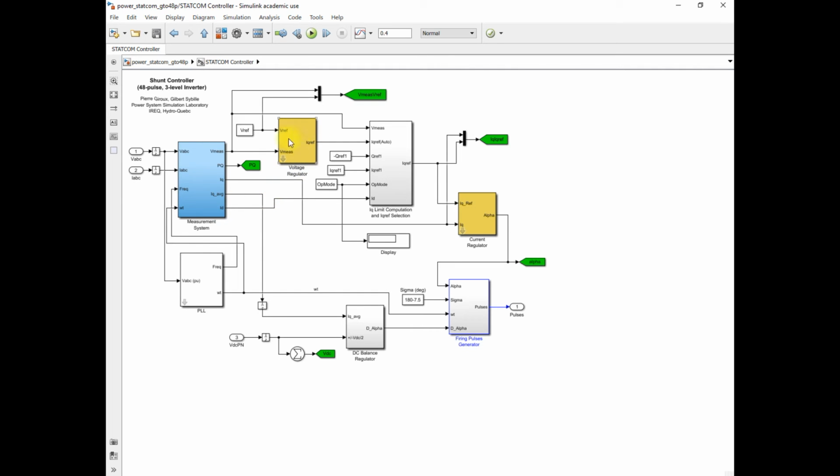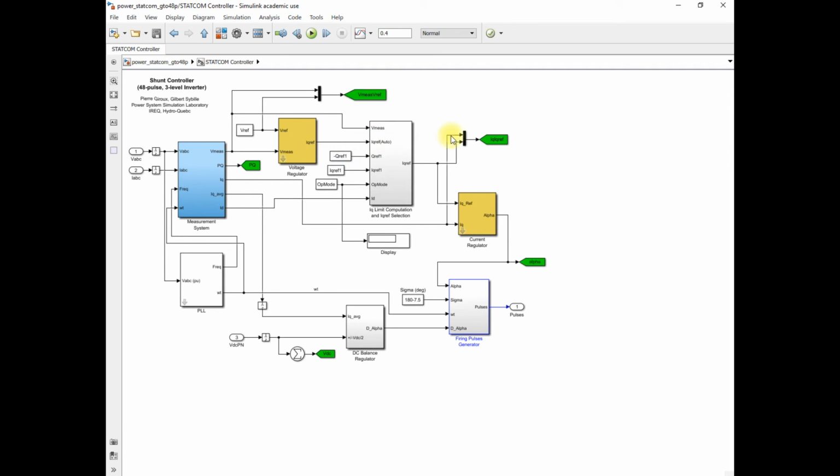Now this is the voltage regulation block. You can see that there are two inputs. One is a V reference, that is generally set at 1 per unit, and the other is the V measurement value, that we measured from this measurement system based on the actual VABC and IABC. Based on the difference between V reference and actual voltage measurement, it generates the IQ reference. That IQ reference is nothing but a reactive component of the current, which is responsible for the generation of the reactive power into the system.